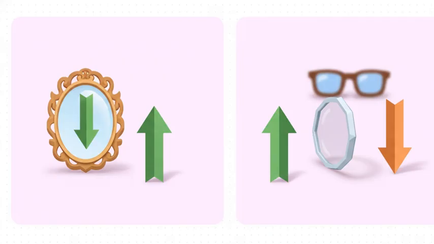Magnification, M, is simple. It tells you how much bigger or smaller the image is. And the sign is a secret code. A negative M always means you've got a real inverted image. But check out the formulas. For mirrors, it's M equals negative v over u. For lenses, that negative sign just disappears. It's just v over u.